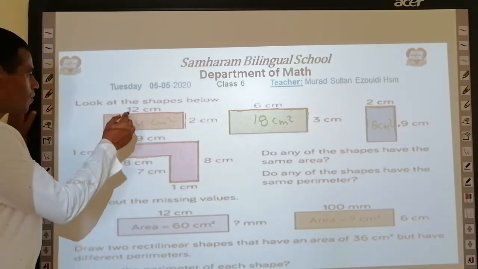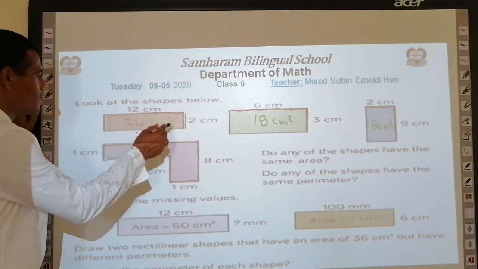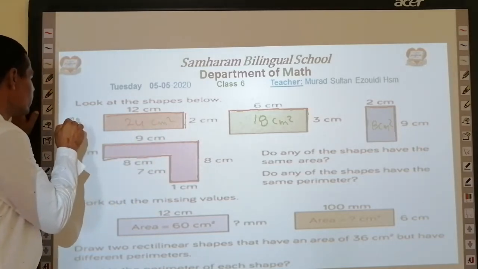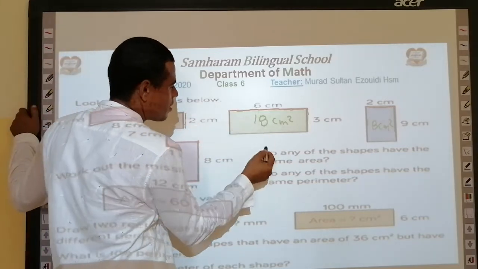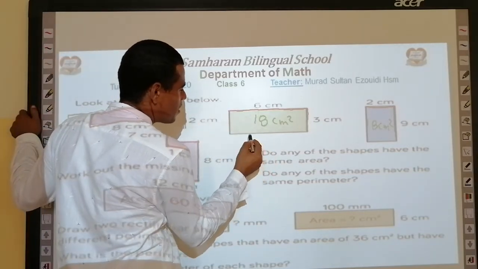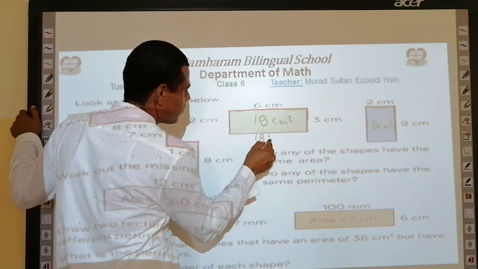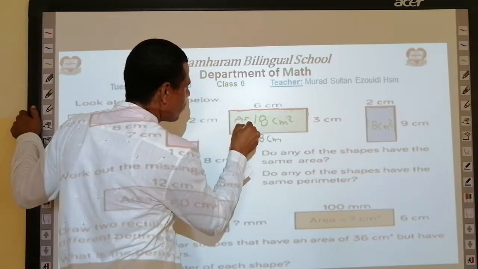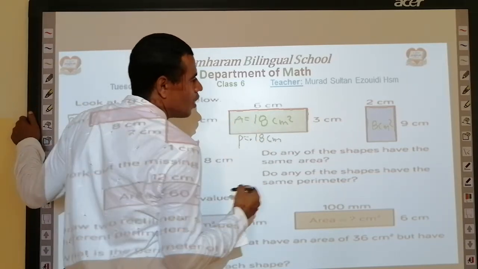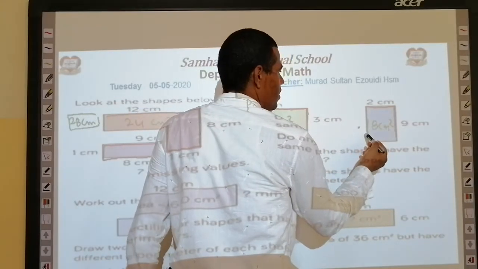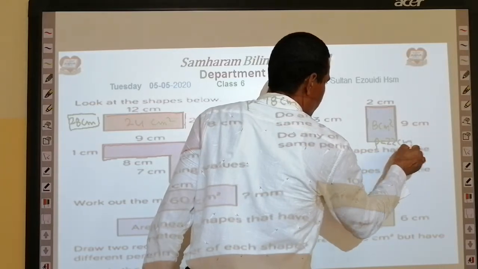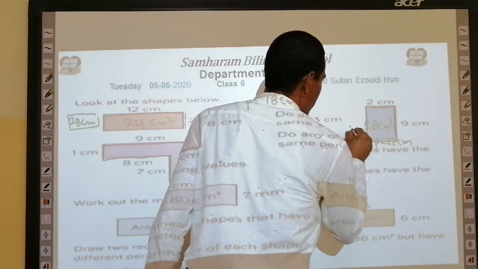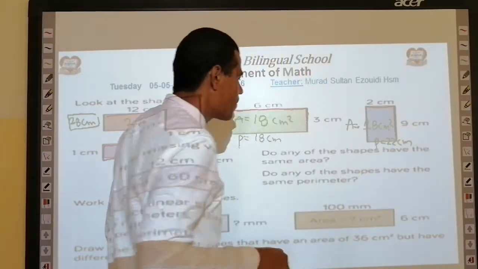Let's check. 12 plus 12 is 24, plus 4 is 28. The first one, this is the perimeter. The second one, 6, 12, plus 6 is 18. This is area equal, this is perimeter. Okay, 9 plus 9 is 18. This is 22. Perimeter equals 22 centimeters. This is area equal 18.